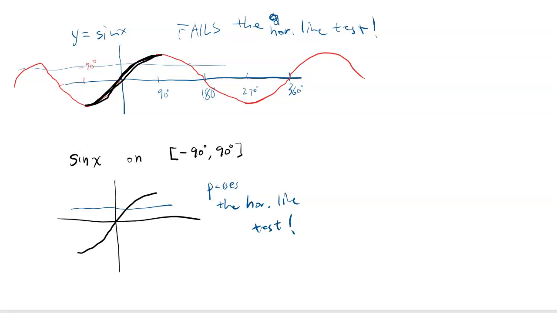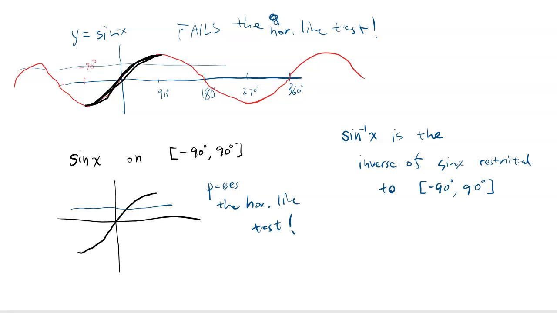So what am I saying here? I'm saying that sine inverse of x is the inverse of not the sine function, but of the sine of x restricted to negative 90 degrees to positive 90 degrees. Alright, so that's what it means.